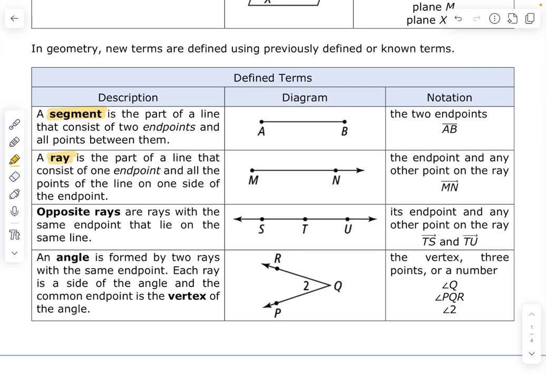A ray is the part of a line that consists of 1 endpoint and all of the points of the line on one side of that endpoint. So when we're naming a ray, we use the endpoint and any other point on the ray. In this case, M would be our endpoint and N is a point on that ray. So we would call this ray MN. And again, to denote that this is a ray, we need to give it this little hat with an arrow on one side and nothing on the other.